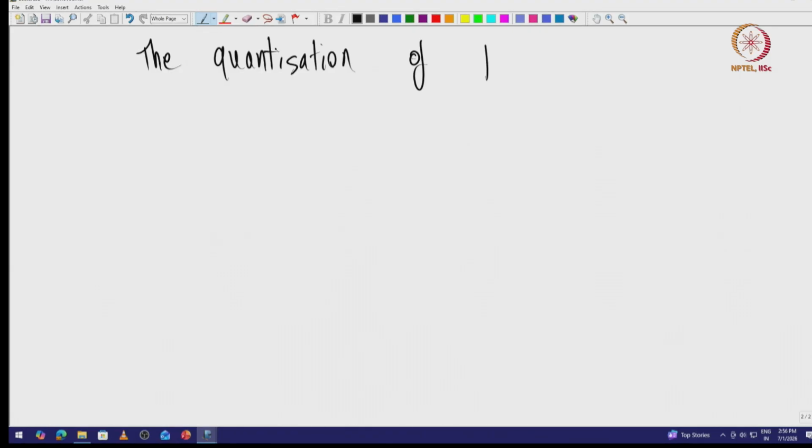So, welcome back friends to another lecture on quantum field theory and quantum entanglement. In the previous lectures what we have seen is how to quantize the photon field. We saw it is quite complicated, the quantization of the photon field. We have seen the quantization in two different ways.